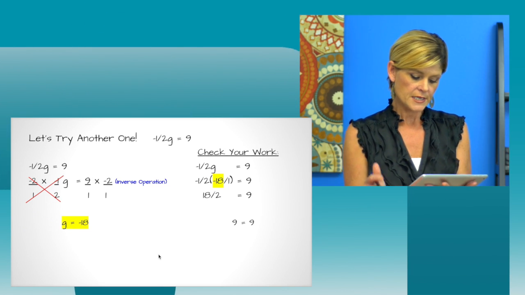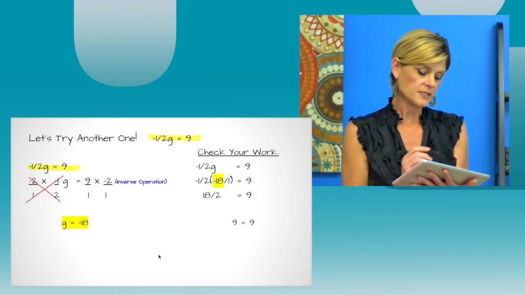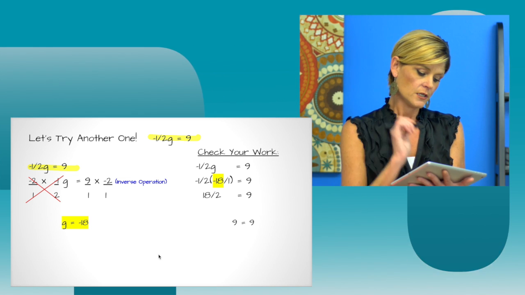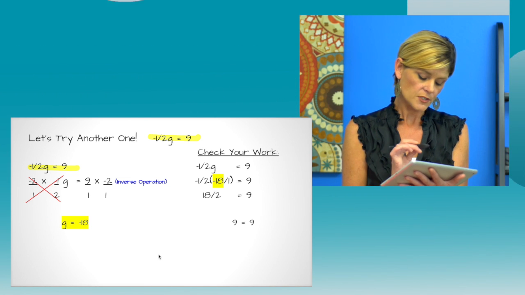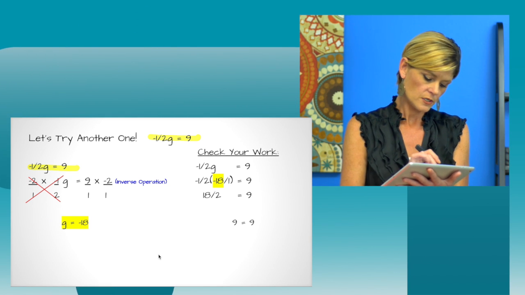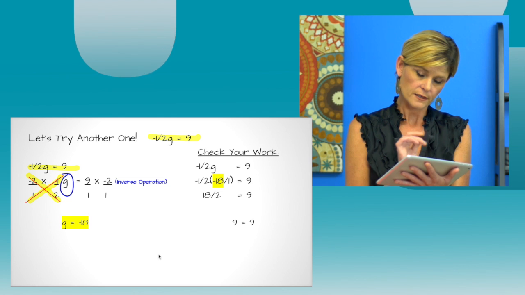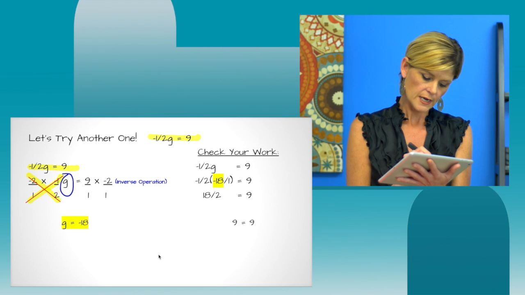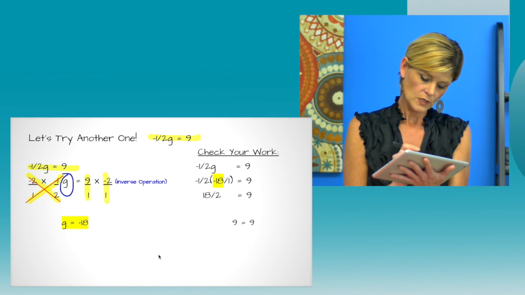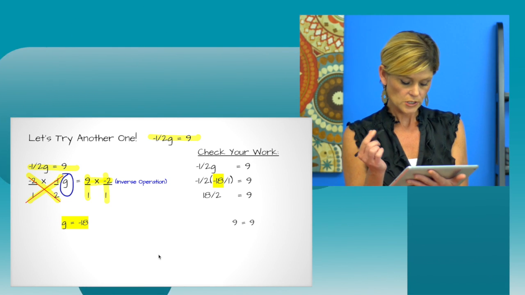All right, let's try another one. Negative 1/2 g equals 9. Now basically when I have the negative 1/2 g, it's telling me to multiply negative 1/2 to g. And the opposite of multiplication is division. And to divide fractions, I multiply by the reciprocal. They cancel out. And my variable g is isolated on this side of the equal sign. On the other side of the equal sign, I had a 9, which I'll put as 9 over 1, times negative 2 over 1. 9 times negative 2 is negative 18 over 1. So my answer is g equals negative 18.